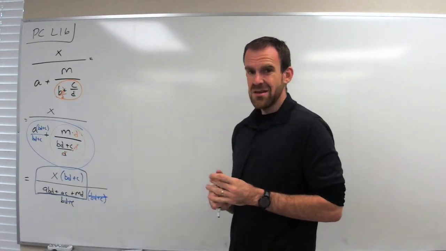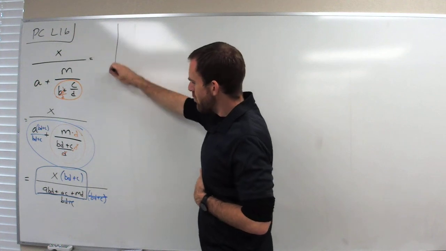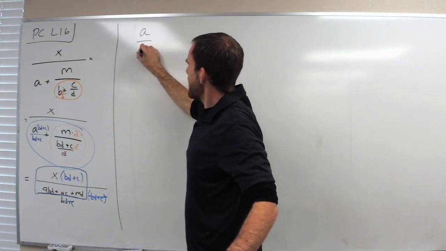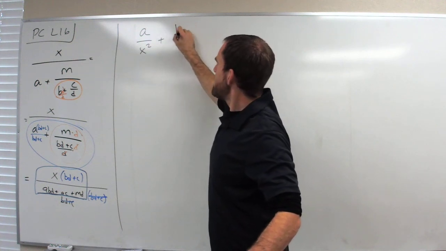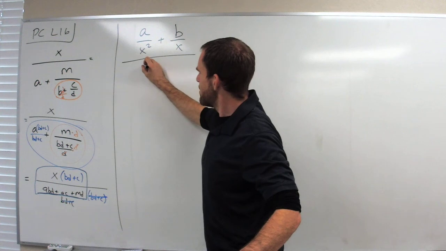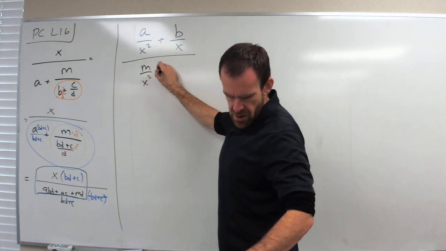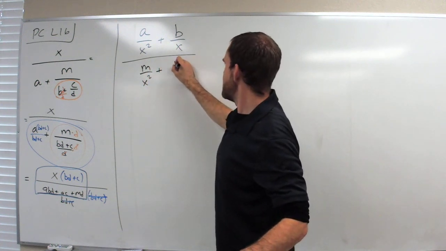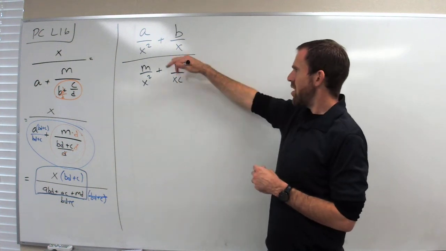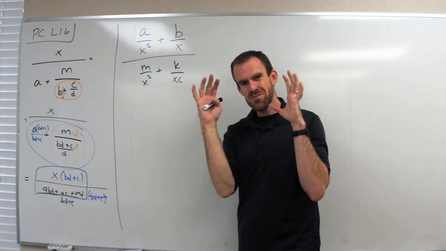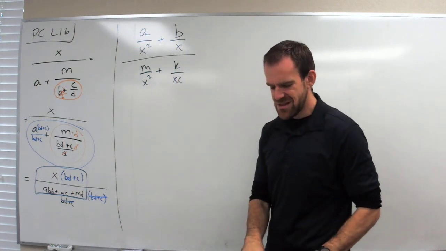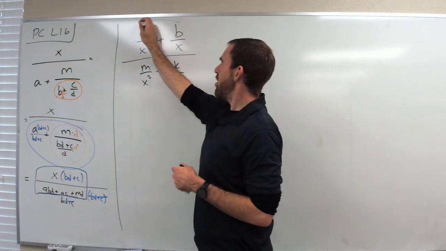Now, we see some more complicated ones in pre-calculus that look something like this. a over x squared plus b over x, all over m over x squared plus k over xc. Now, remember that any fraction bar really has parentheses around the numerator and parentheses around the denominator. So I have to simplify the numerator all the way first.